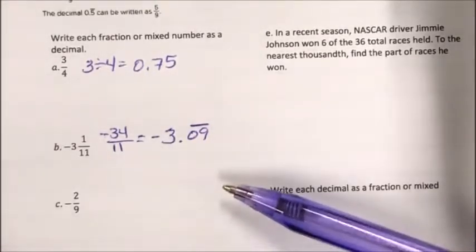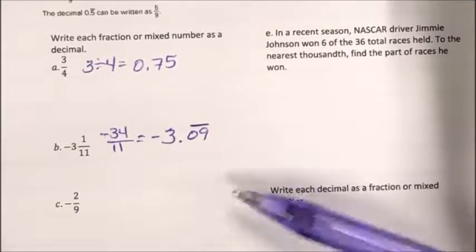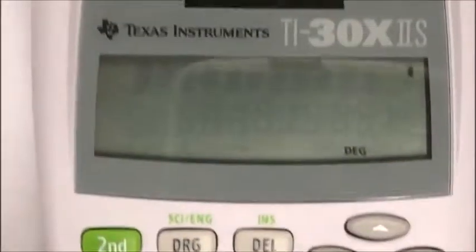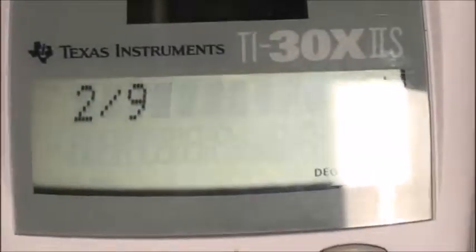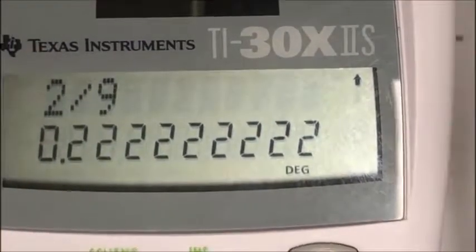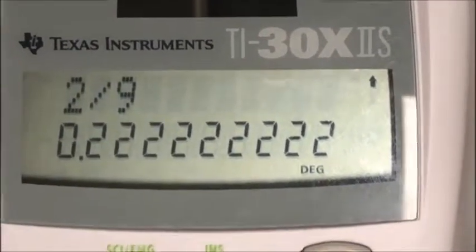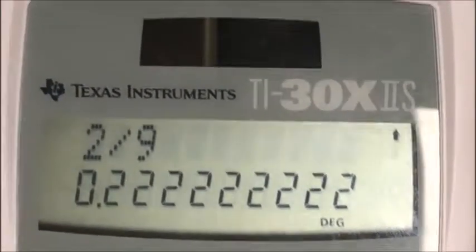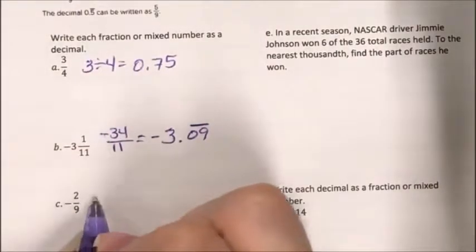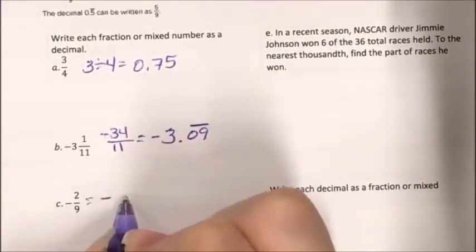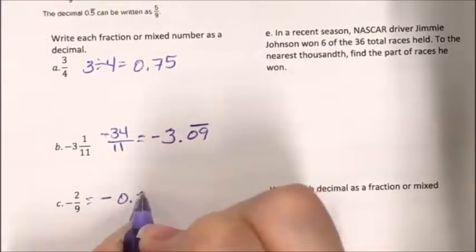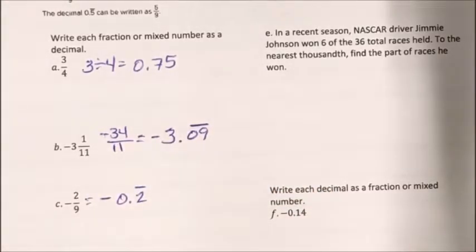The last one I'm going to do is -2/9. So I'm going to plug it in. I have 2 divided by 9, and I get 0.2222222, that just tells me that it's a repeating decimal. So I'm going to write it, and because it's negative, I have -0.2 repeating, okay?